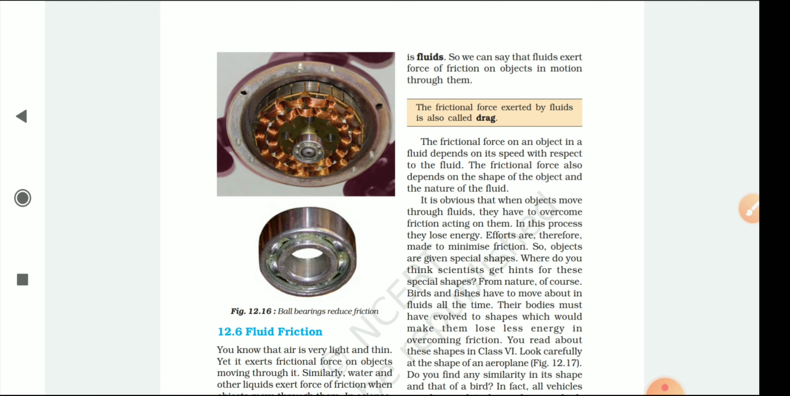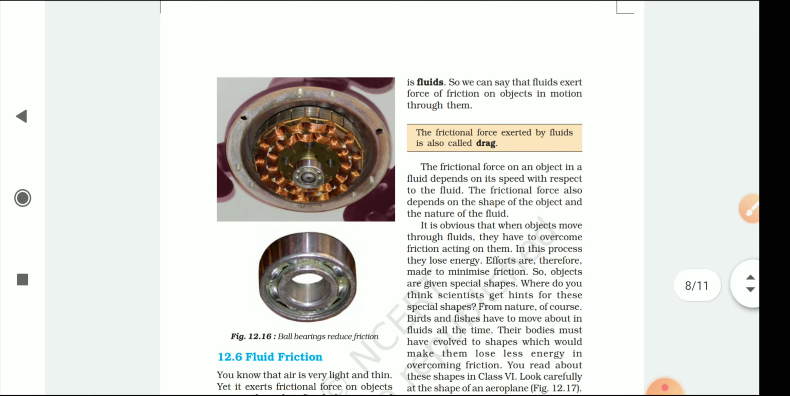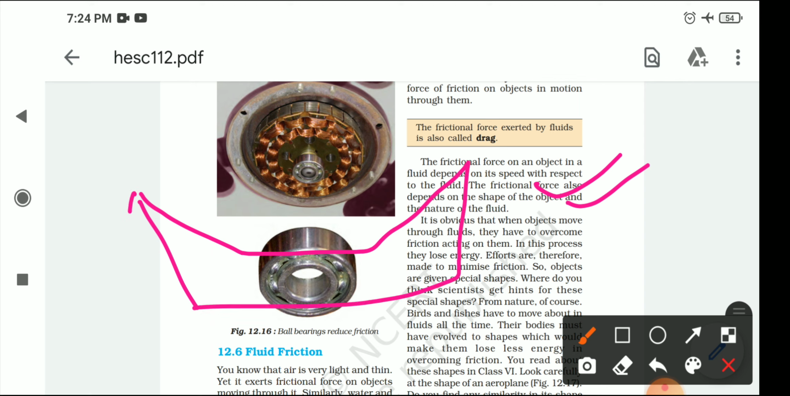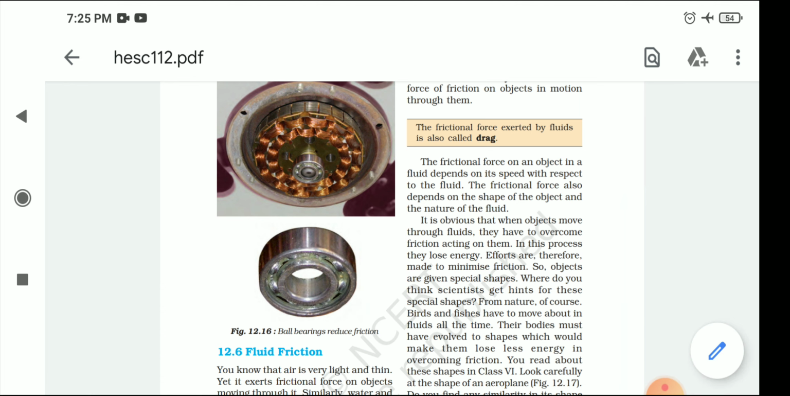The frictional force on an object in a fluid depends on its speed with respect to the fluid. The frictional force also depends on the shape of the object and the nature of the fluid. So to overcome this problem, we make a streamlined body. Like you have seen a boat, we design the boat in this shape. This is the streamlined shape. A streamlined shape is narrow at both ends and thick in the middle. This kind of shape reduces the drag, so we can easily overcome it.